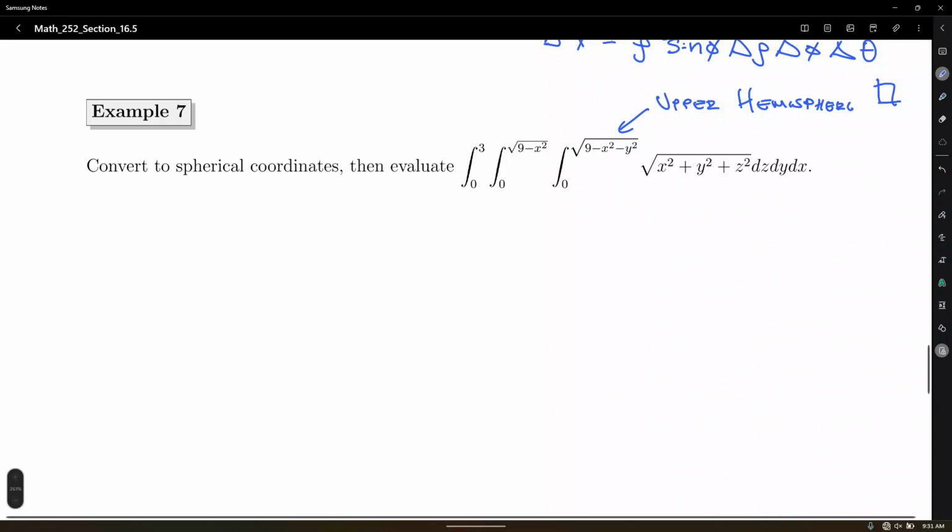What seems to be the radius of the sphere? It's a unit sphere? No, it's 3, because we have the integral from 0 to 3. Because we have this 9. Because we have this other 9. The inner limit of integration, the square root of 9 minus x squared. What does that represent?